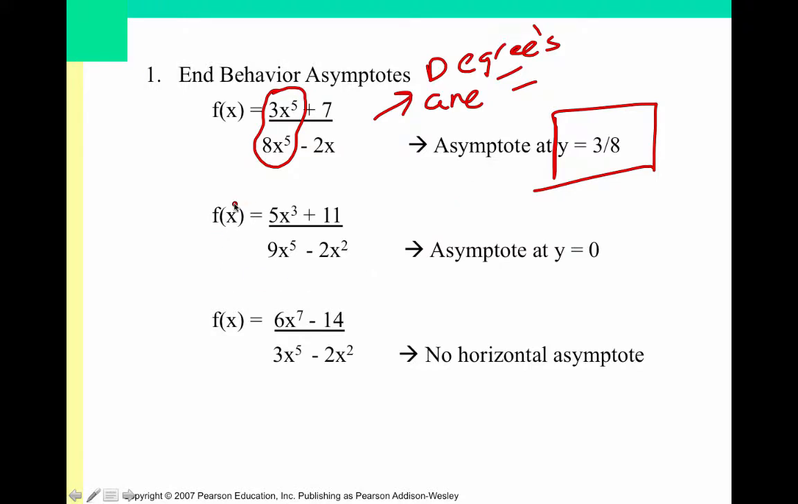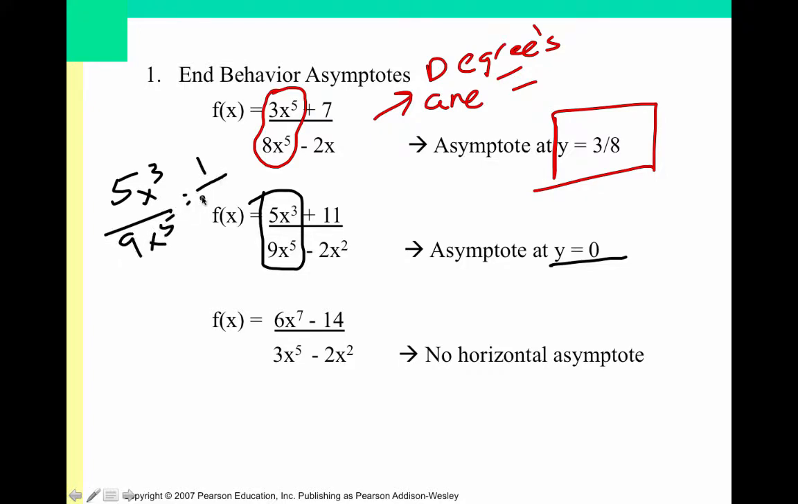Next one we're looking at is going to be these guys here. If we have a larger degree on the bottom, we're going to have an asymptote of y equals 0. Again, I like to look at it as, let's simplify. 5x to the 3rd over 9x to the 5th simplifies to 5 over 9x squared. Every time we have 1 over x or 1 over x squared, we're always going to have an asymptote of y equals 0, because there's going to be no way that we can make the function equal 0. So that's where our asymptote will always be, when our degree on the bottom is larger.